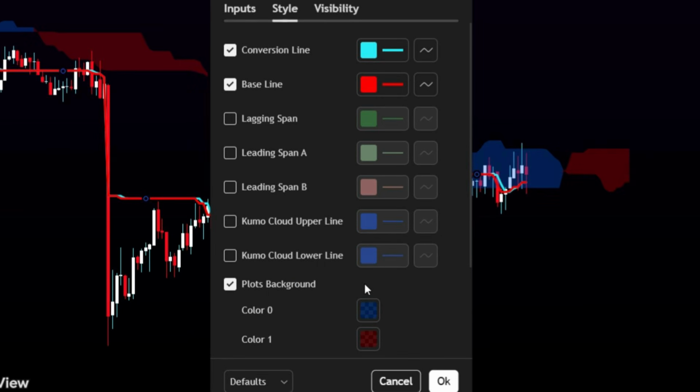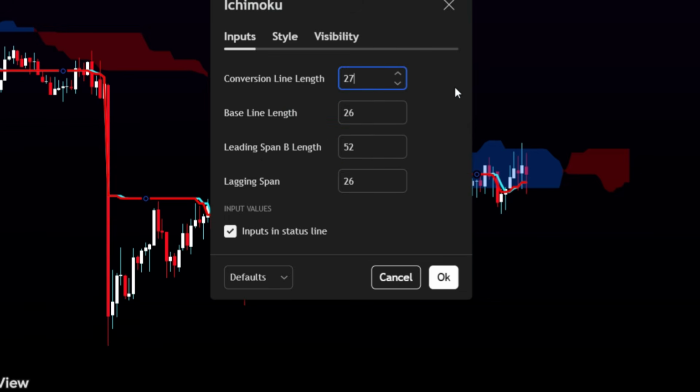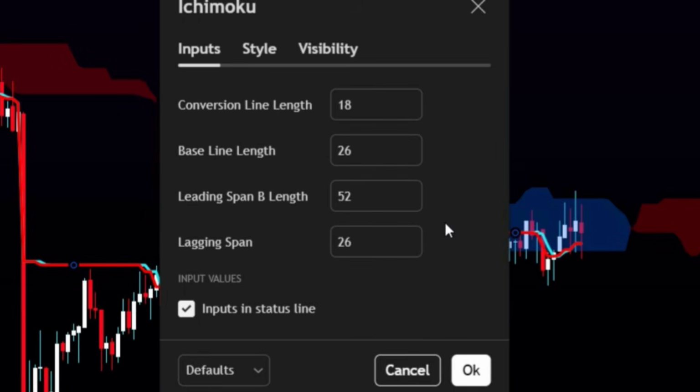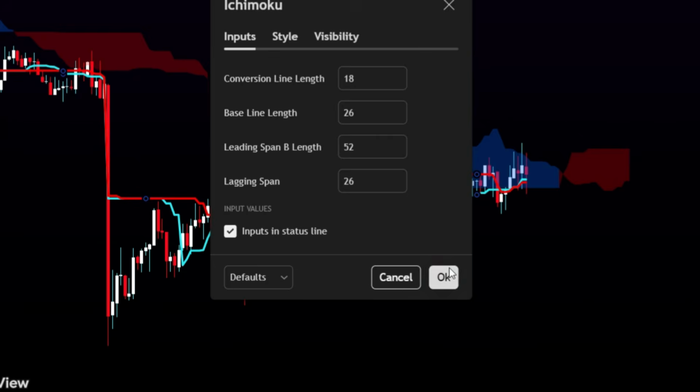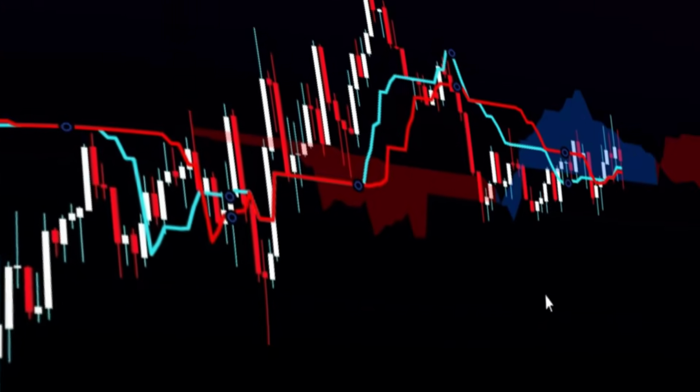Two more additional confirmations added. In Inputs, the baseline length and values related to the cloud are okay. But now that we have 2 strong confirmations, I can set the conversion line length to 18. This value has proven to show more V-shapes and be less sensitive. Click OK. And this is the Ichimoku we're going to use to trade potential price returns.